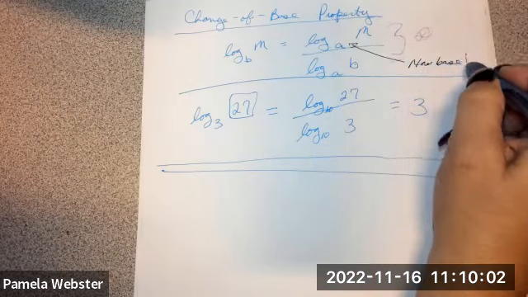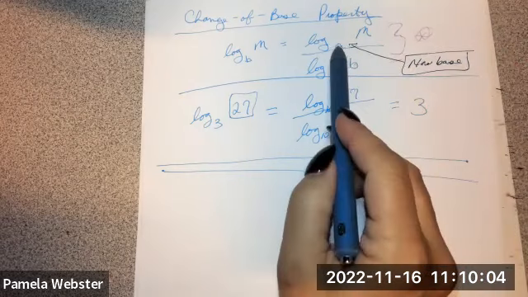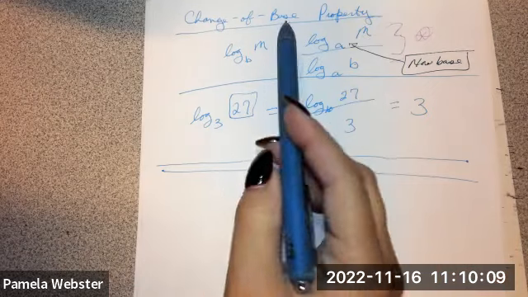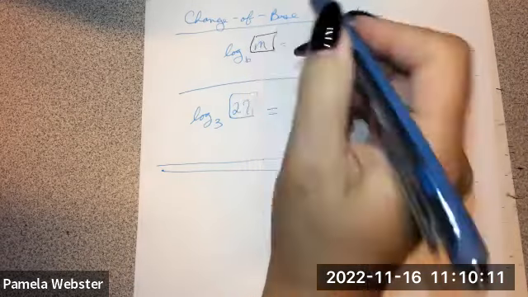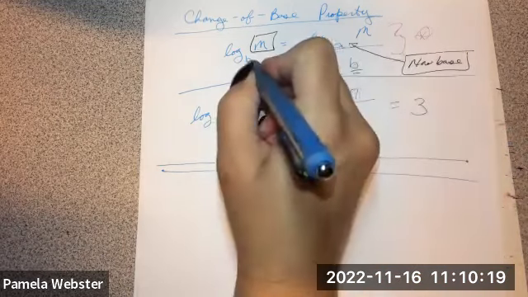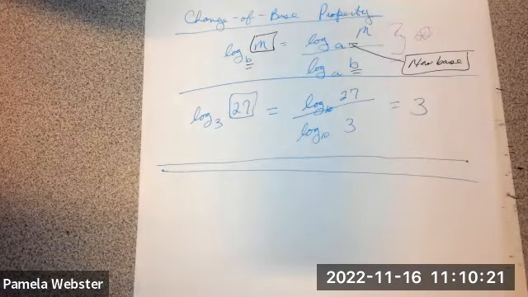So if we want a new base, then we're going to do this. Log base A of M, where M is the answer. M is the large font guy right here. And we're going to divide it by log base A of B, where B is the old base that we're getting rid of.